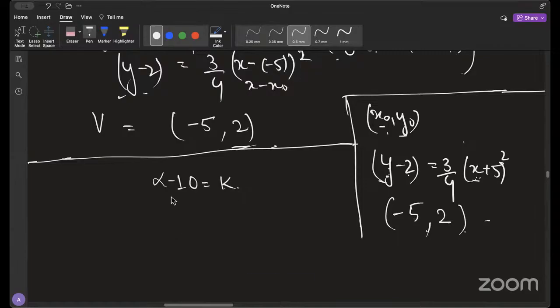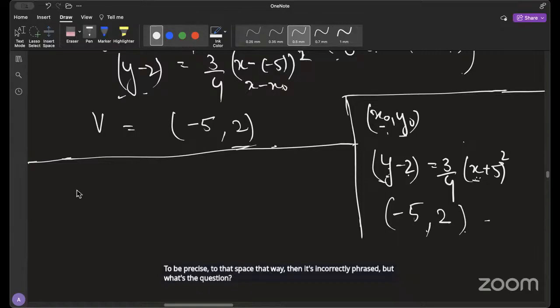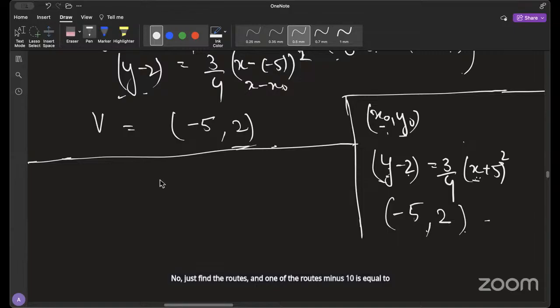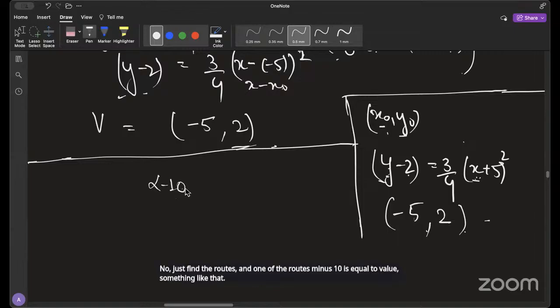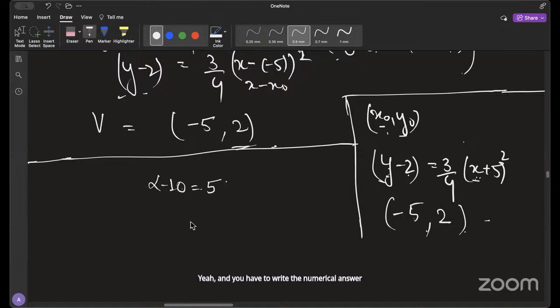What's the question? That should not be a correct question then. If you have two roots, that won't be a question. What's the exact question? If it's phrased that way, then it's incorrectly phrased. No, just find the roots and one of the roots minus 10 is equal to a value, something like that. And you have to write the numerical answer for it.